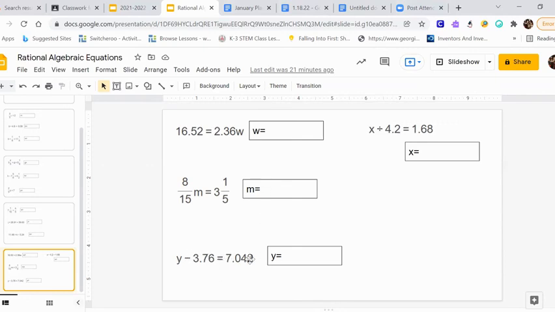Line up your decimals. Okay, to get x by itself, we're just going to multiply. Okay, you'll see how many numbers behind the decimal. Okay.